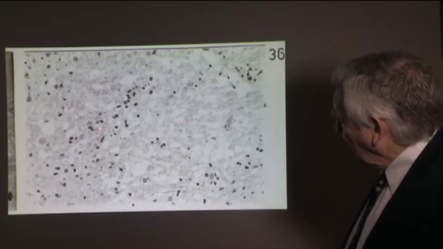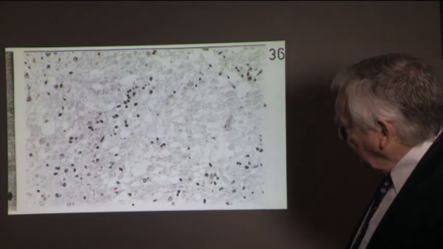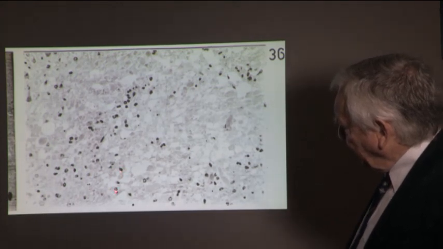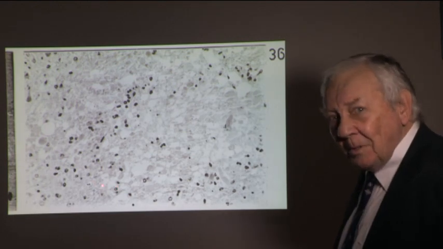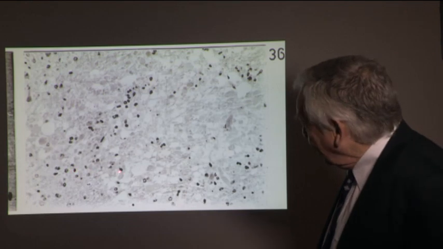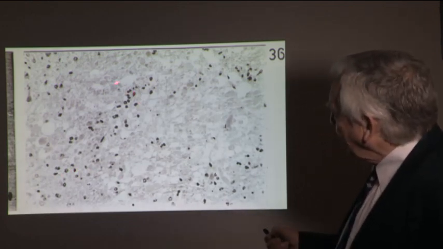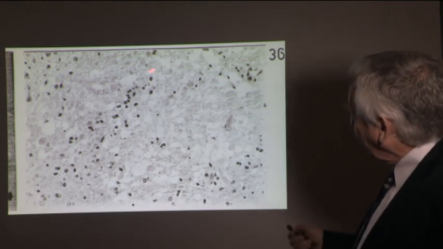So here we have a higher power magnification from the previous figure, and one can see necrosis of glial cells, pycnotic, degenerated, karyorrhexis, that means broken, fragmented nuclei, all characteristic of a necrotic area.